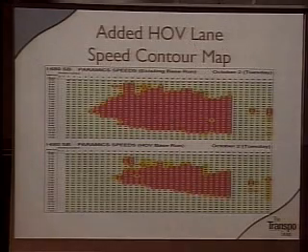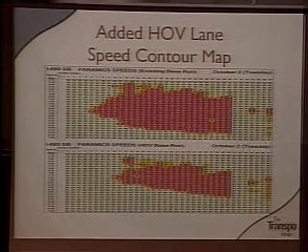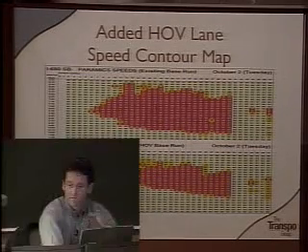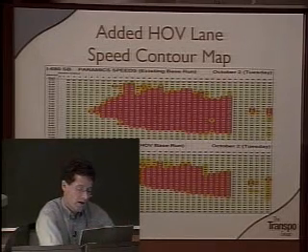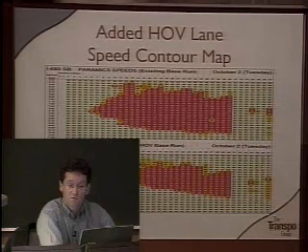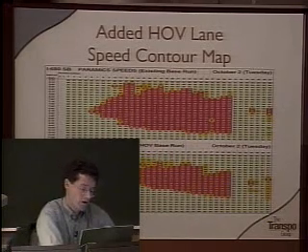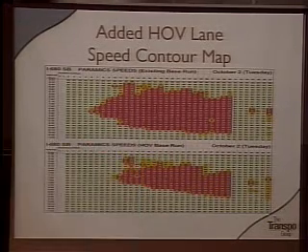What we did is that we simulated this with Paramics, and we looked at a number of different alternatives in terms of implementing this HOV lane and these ramp metering strategies. We looked at these strategies independently or in combination, and I have a few slides to illustrate some of the results of this project. This is showing you the effect of adding an HOV lane.